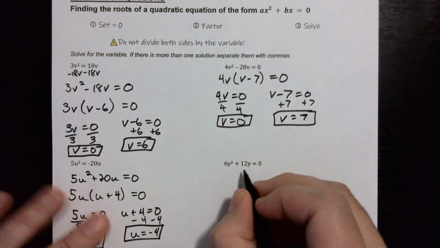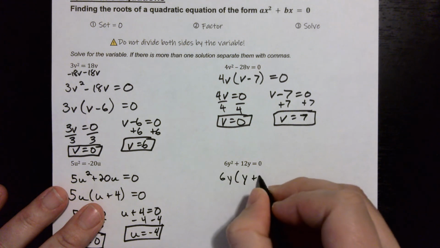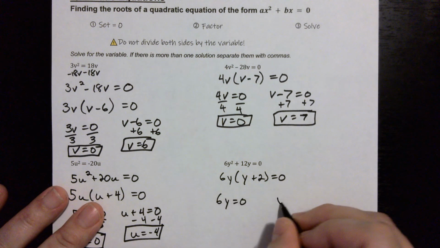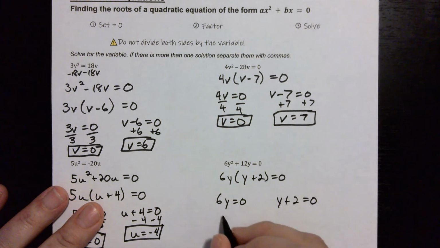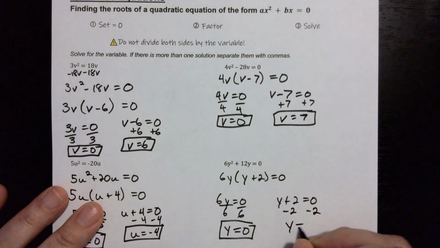Okay, last one, divide out a 6y, and that leaves me with y plus 2 equals 0. 6y equals 0, and y plus 2 equals 0. Divide 6, y is still equal to 0 as expected, and subtract the 2, y is equal to negative 2.